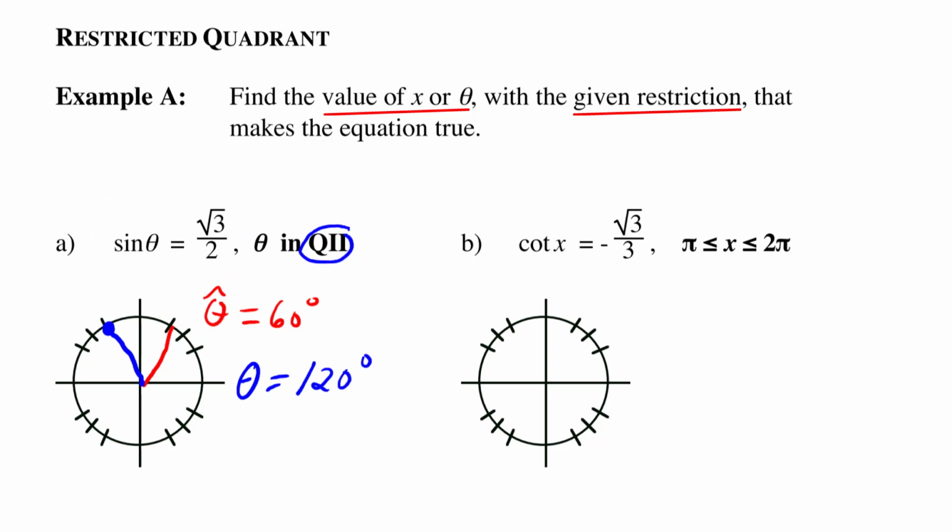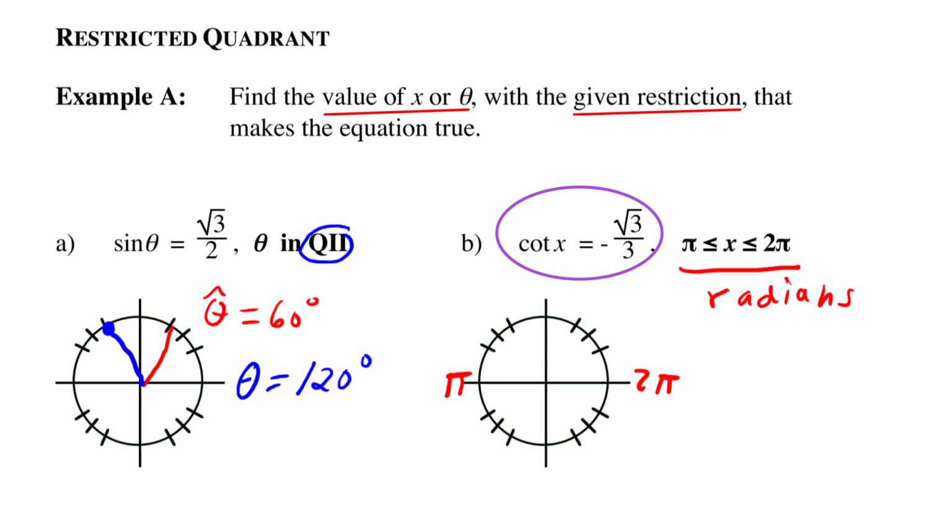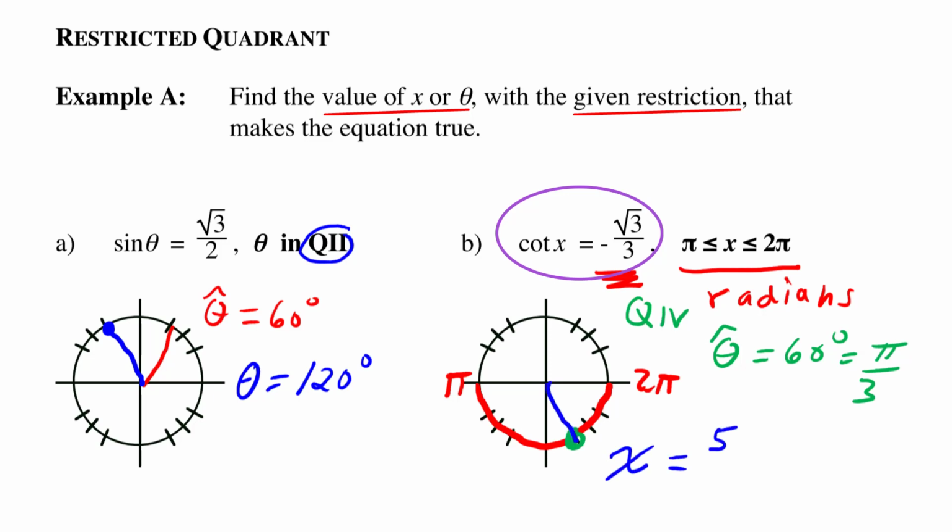In example B, cotangent of x is negative square root of 3 over 3. This time the restriction is that x is between pi and 2 pi. That means we're talking about radians. Now that means from pi to 2 pi, that's quadrants 3 and 4. And the fact that cotangent is negative means we're in quadrant 4. For cotangent to be radical 3 over 3, that's where theta hat is 60 degrees, or in radians, pi over 3. So in quadrant 4, our answer is x equals 5 pi over 3.